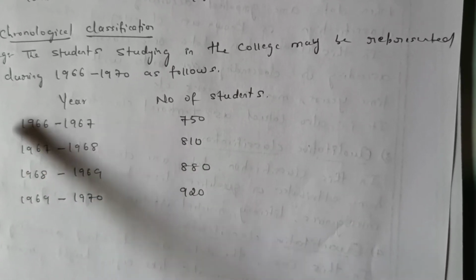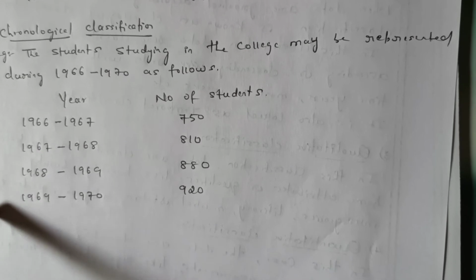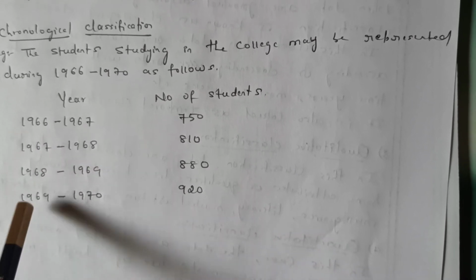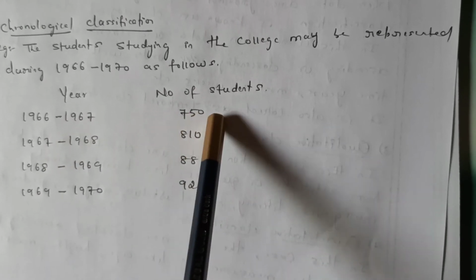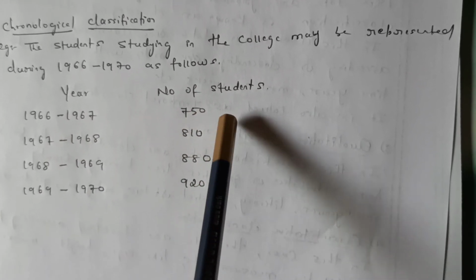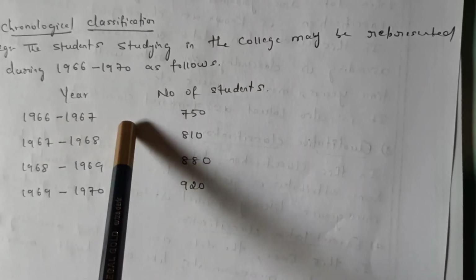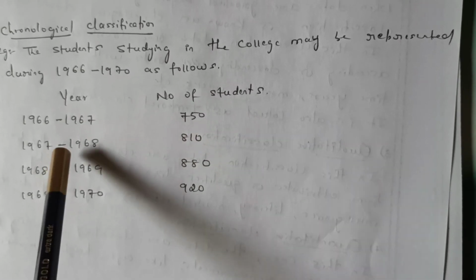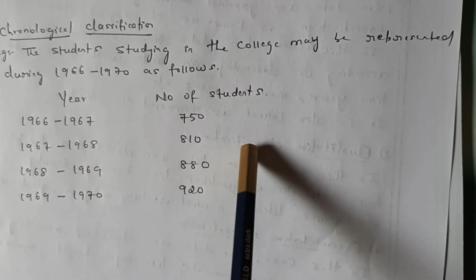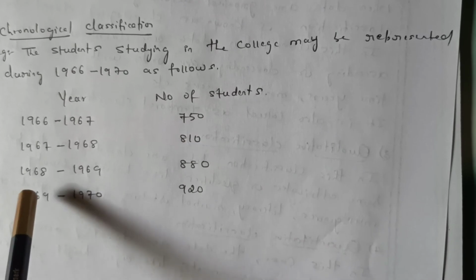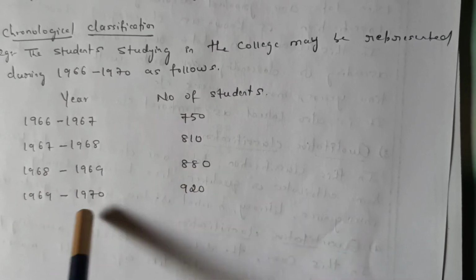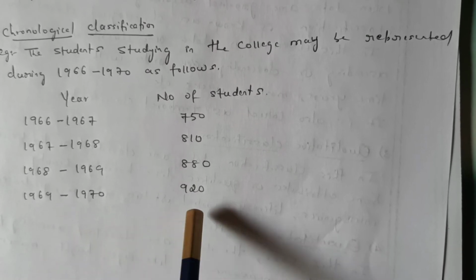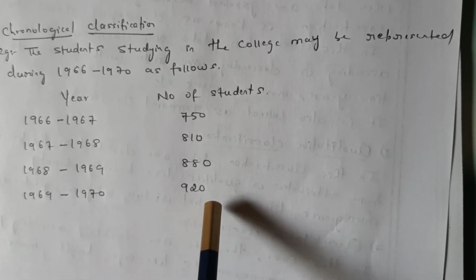Here you can see they have arranged it in a chronological way, that is from this year to this year. So we can say, for the number of students, in this year you may have 750 students. In this range of period you may have 810 students. In this period of time you have 880 students. Similarly, in this period of time you have 920 students.